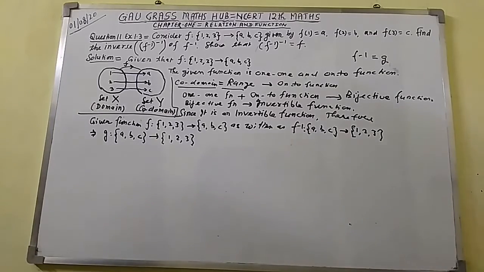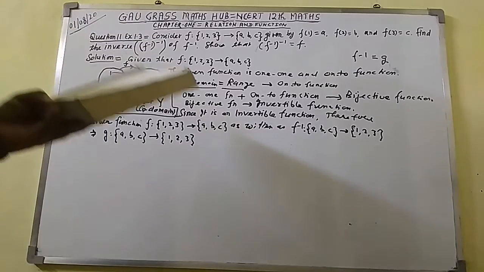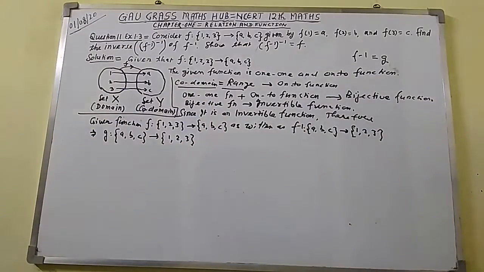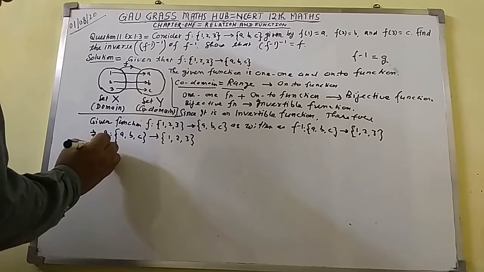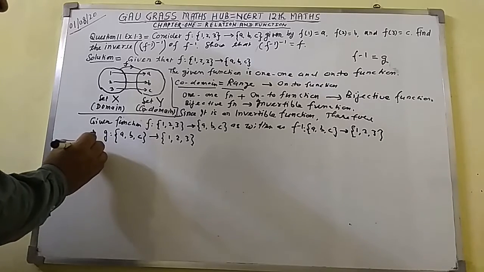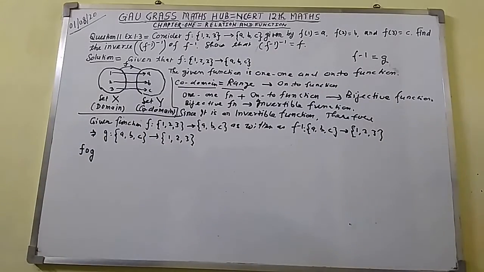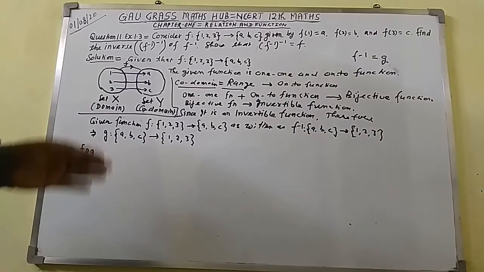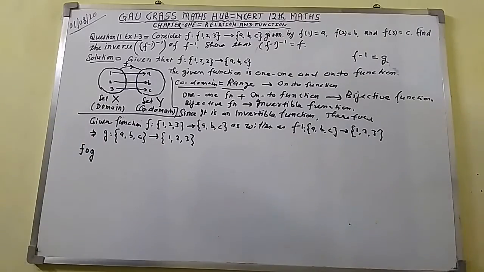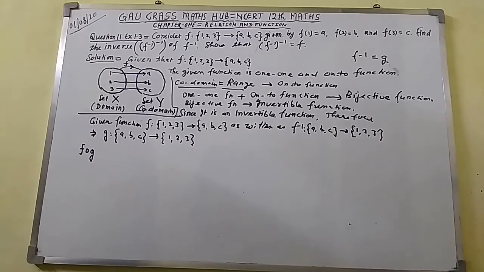So now you have to determine FoG and GoF. Here you determine FoG and GoF. What will we determine here? FoG. So here I am going to write FoG. Three elements are there. FoG will be 3, and likewise GoF will be 3. So here I have written FoG, F of G.